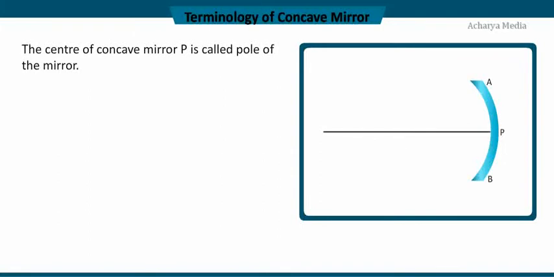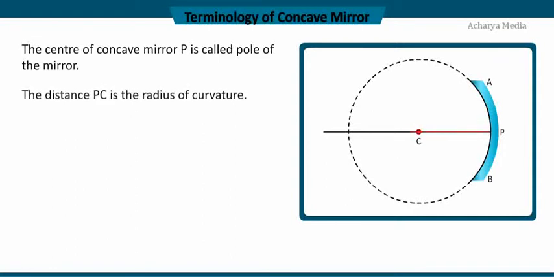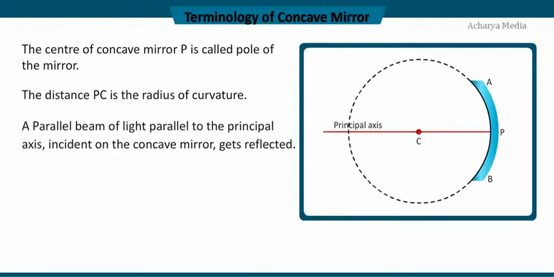Consider a concave mirror AB. The center of the concave mirror, P, is called the pole of the mirror. Using the curvature of the mirror, we can complete a circle. And PC, the radius of that circle, is called the radius of curvature. The center of the sphere, C, is the center of curvature. The straight line passing through P and C is the principal axis of the mirror.